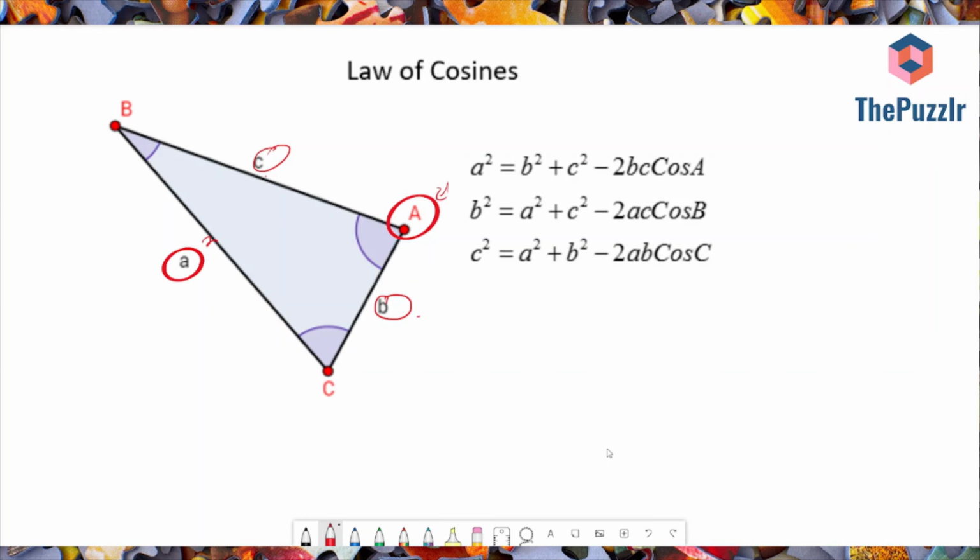One thing to notice is that if you have a right triangle and you're trying to find the hypotenuse, then angle A is just 90 degrees. So cosine of 90 is 0. So this just cancels out. And we sort of have the Pythagorean theorem here. A squared equals B squared plus C squared. So you can say that the law of cosines is just a more general form of the Pythagorean theorem. Or more specifically, the Pythagorean theorem is a specific form of the law of cosines.